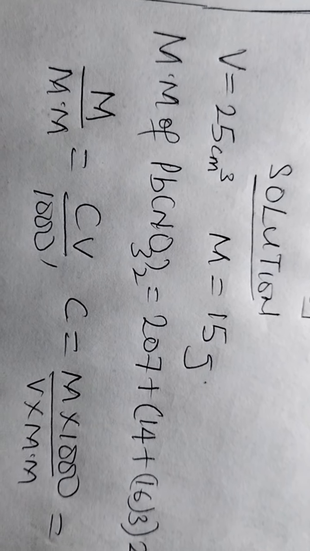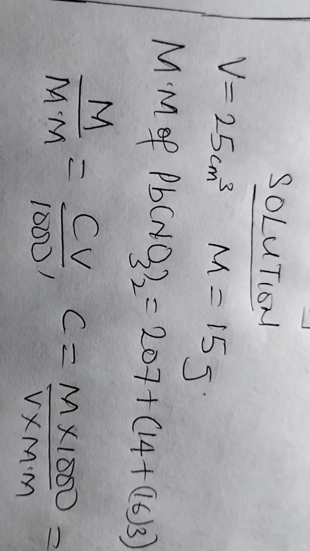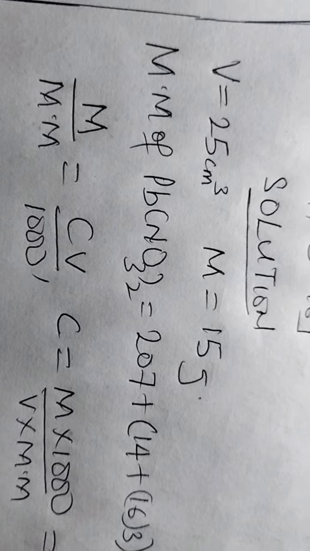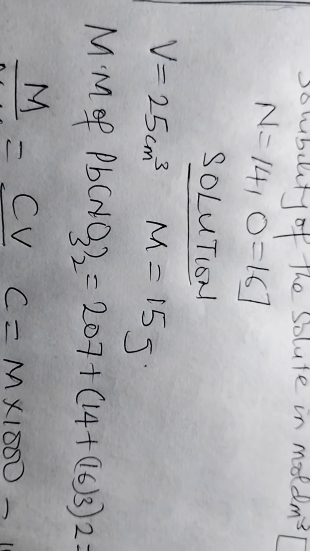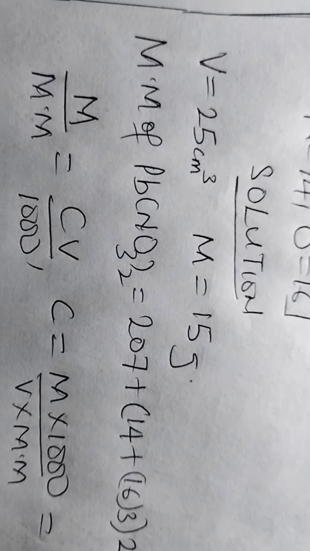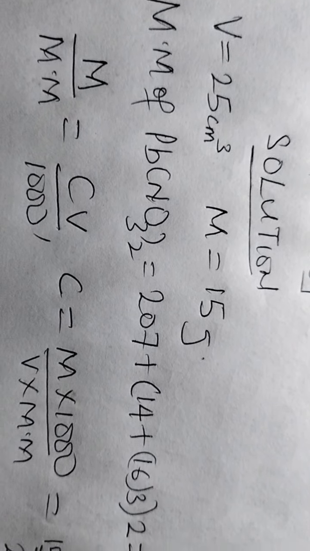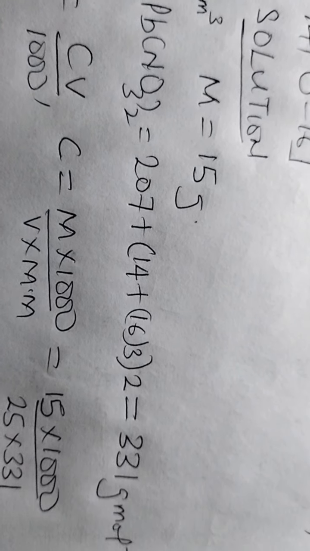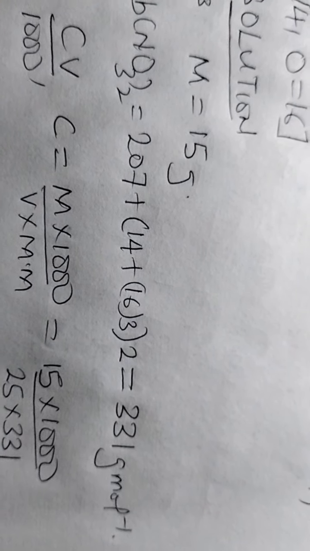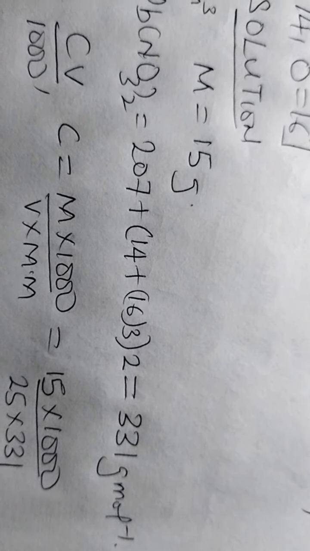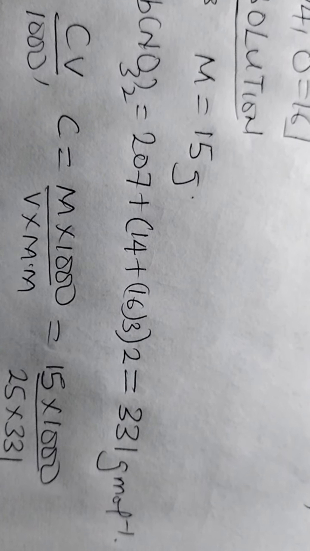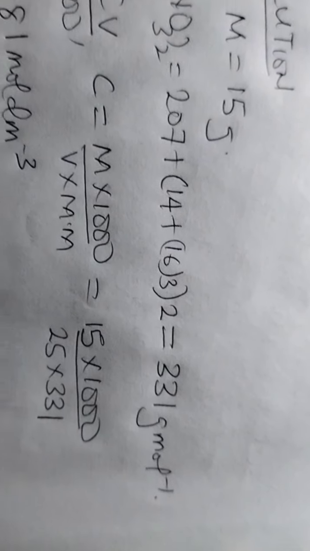So here we listed what we need from the question: volume of solution is 25 cm cube, mass of salt dissolved is 15 gram, molecular mass of the salt, lead nitrate, is calculated there: 207 plus, bracket opens, 14 plus 16 by 3, close bracket, then bracket 2, giving us 331 gram per mole.